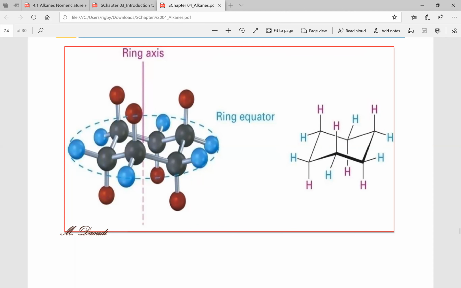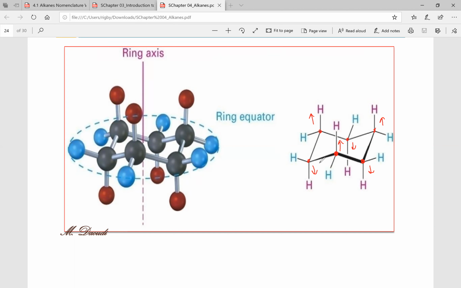So each one of these carbons can be called an up carbon or a down carbon for obvious reasons. This carbon here is going to be above the 2 beside it, so it's going to be an up carbon. This one's below the 2 beside it, so it's down. This one is up, and it just sort of alternates around the ring like this. And each one of these carbons can have 2 substituents.